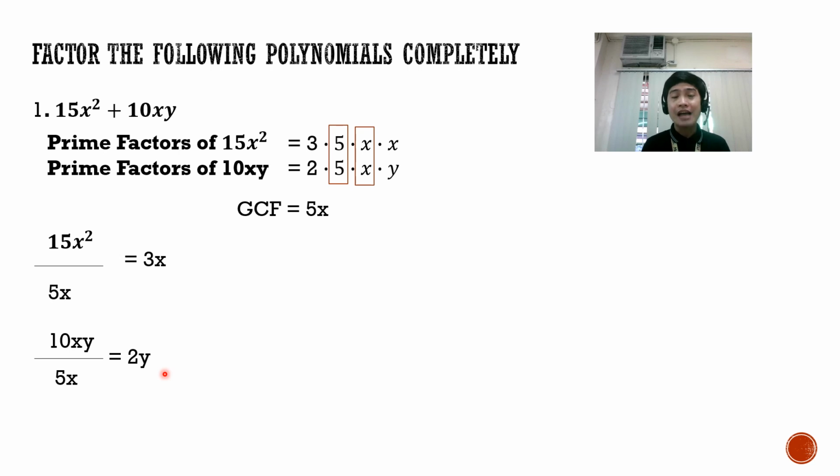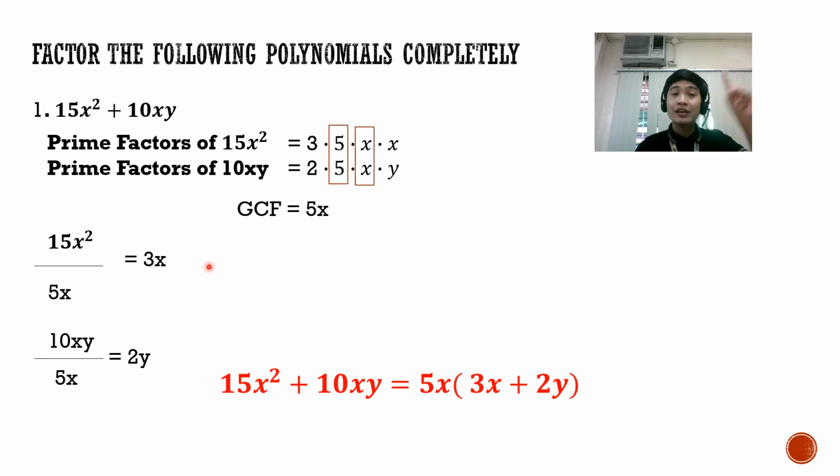Ngayon, ano ang next after nating i-divide yung mga expressions sa kanilang GCF? So, our answer, therefore, will be 15x squared plus 10xy is equal to the GCF, which is 5x, multiplied sa kung ano yung naging quotient kanina. So, 5x, quantity 3x plus 2y. Okay? So, ibig sabihin nito, itong polynomial na ito, ang kanyang factors ay 5x multiplied to 3x plus 2y.